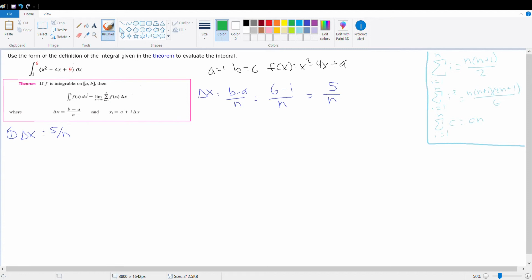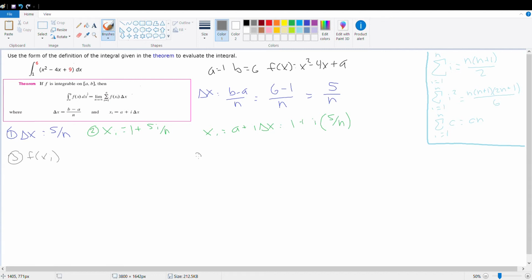Now we can use that to find the other component of our sum expression, x sub i. And x sub i, of course, is a plus i times delta x, where a is 1, and we just established that our delta x is 5 over n. And we multiply that times i. So x sub i is 1 plus 5i over n. Now we can go ahead and use x sub i to find f of x sub i. Of course, you could just combine these two steps. I just like to have them separated, personal preference.